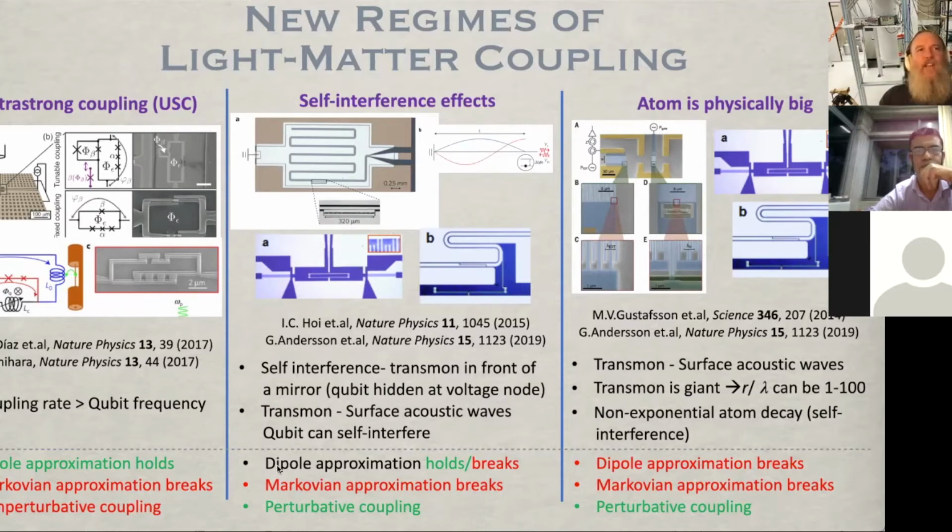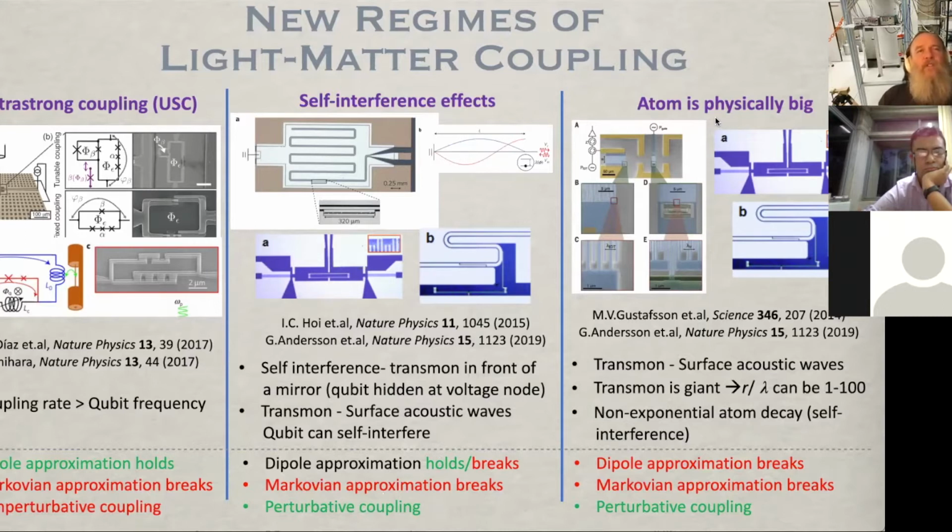So for our experiment with a superconducting qubit, with microwave photons, the dipole approximation would still hold. In other experiments by people with surface acoustic waves, they break the dipole approximation. All of these self-interference effects very much break the Markovian approximation, because now we have memory. The bath remembers you emitted a photon and then it's come back. And that changes things quite a bit. Although these experiments have been done with perturbative coupling.